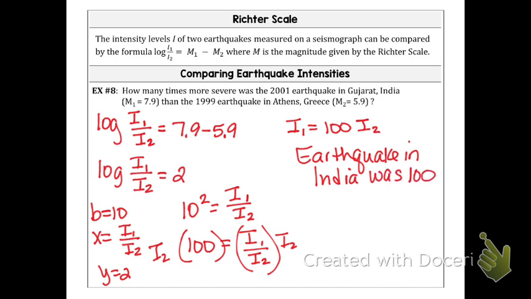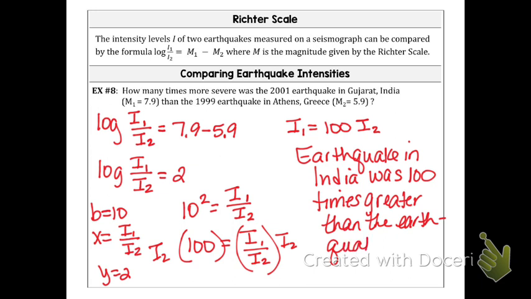All right, so the earthquake in India was 100 times greater than the earthquake in Greece. Now its magnitude was the exponent on that 10, so the magnitude is 2. But the intensity level was 100 times.